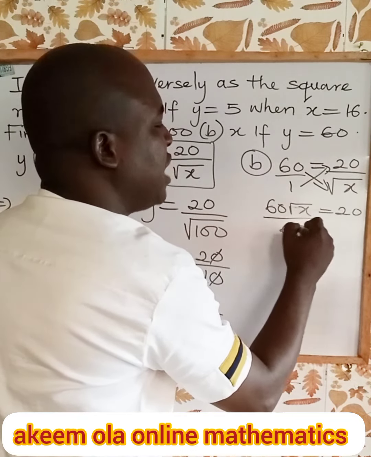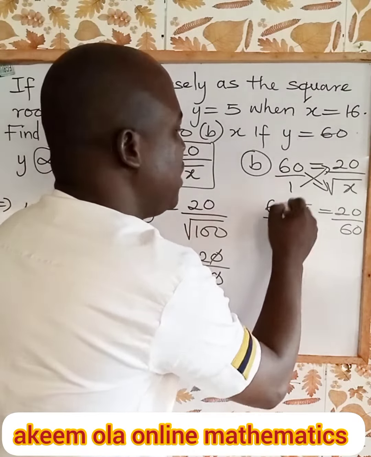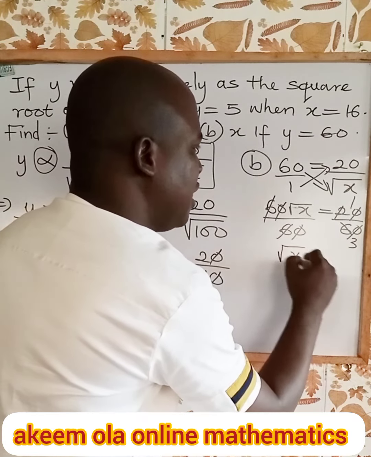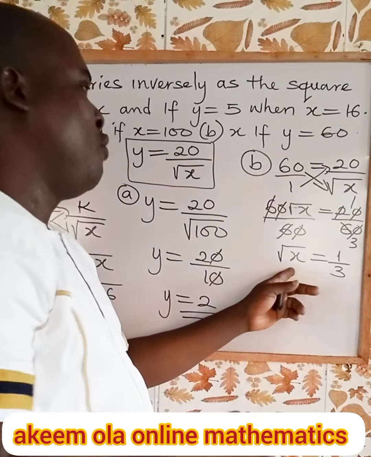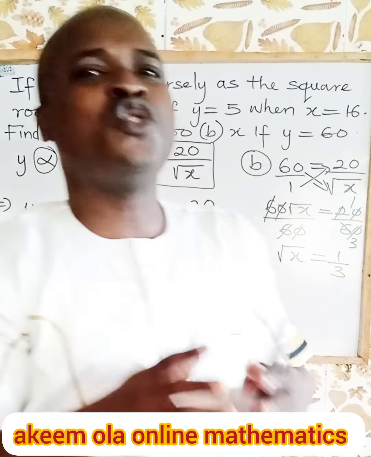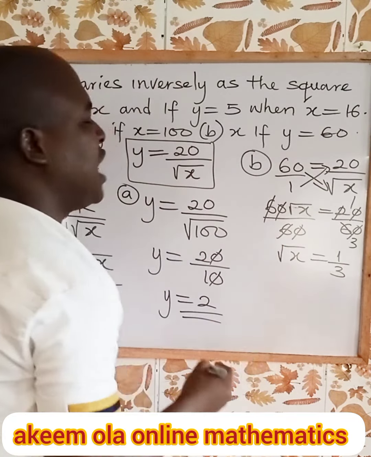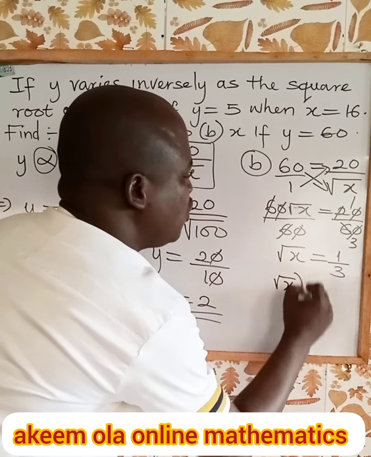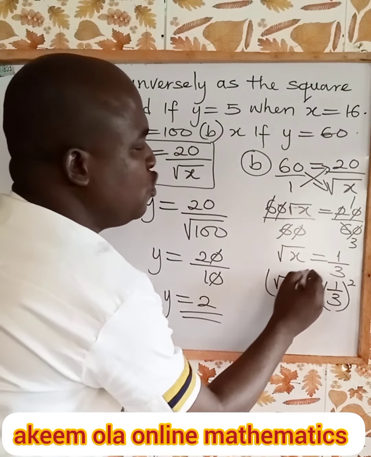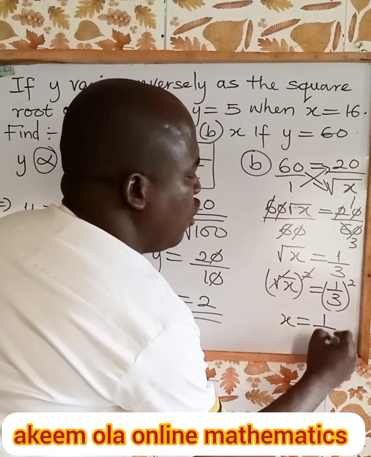I can divide both sides by 60. The 0 we cancel, 6 we cancel, the 0 we cancel, 0 we cancel, 2 here is 1, 2 here is 3. So my root x will now be 1 all over 3. I actually need the value of x, not the square root of x. So I'm going to square both sides. If I square both sides, I'm going to have root x squared is equal to 1 all over 3 squared. The roots and the square will cancel each other. That means my x will now be 1 all over 9.